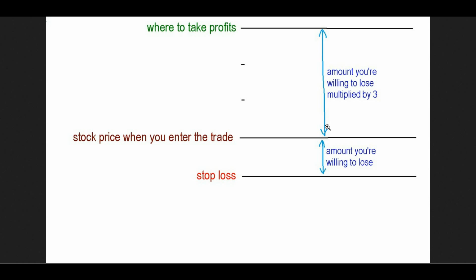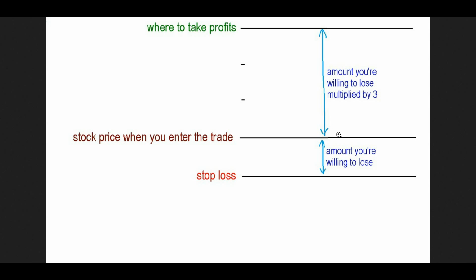And the hardest part for many people is avoiding the temptation to move the stop loss down, and also avoiding the temptation to cut your winners short. You have to let your winners run all the way to your profit target. You cut your losers short, and you let your winners run. That's how you get that 3-to-1 ratio.